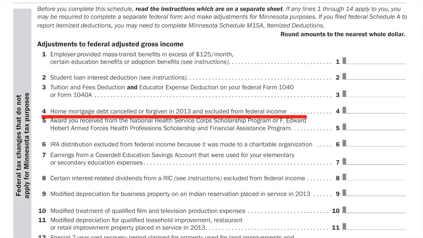So now we'll talk a little bit about line 4, which is the discharge of indebtedness on principal residence. Federally, taxpayers are not taxed on the first $2 million of discharged qualified principal residence indebtedness. Minnesota now follows this exclusion as well, and this may greatly benefit taxpayers who lost their home in a foreclosure or a short sale, or who had an amount of their mortgage debt forgiven.